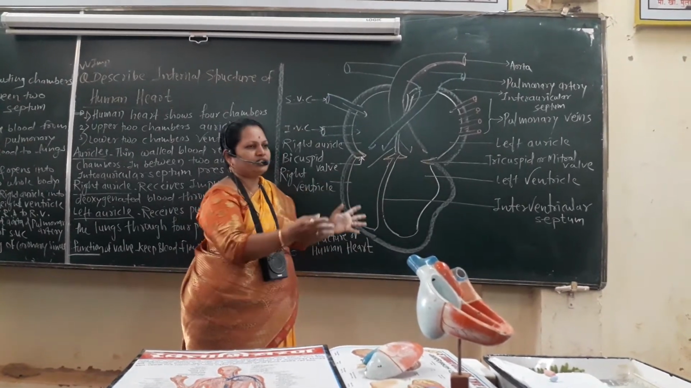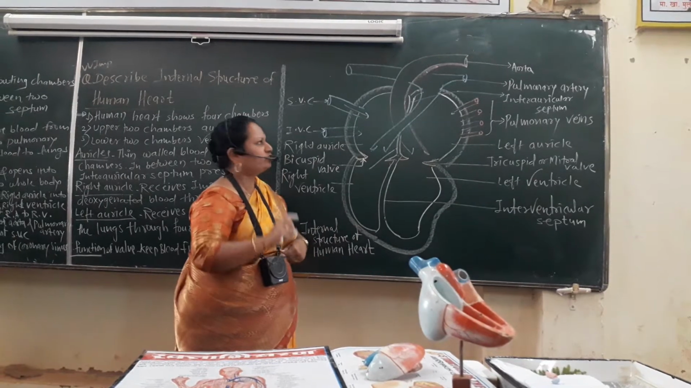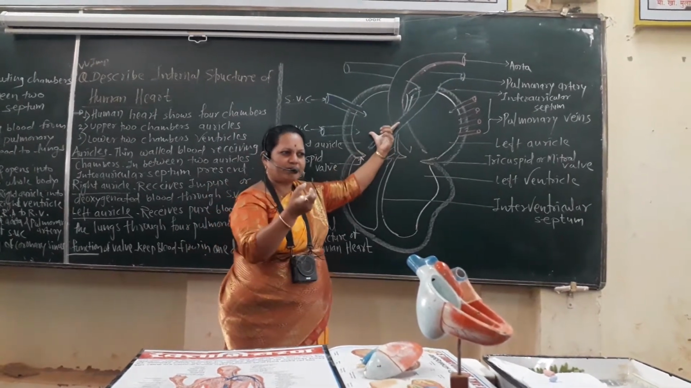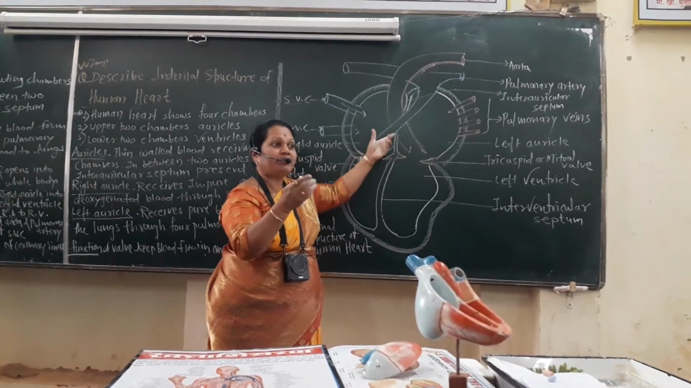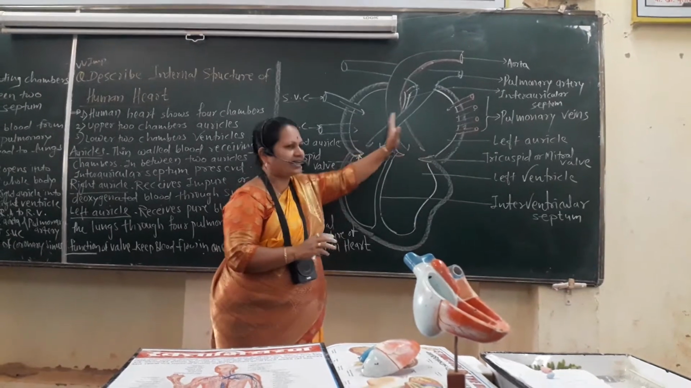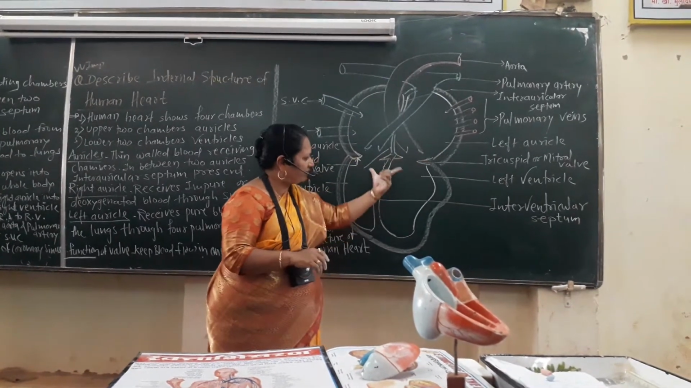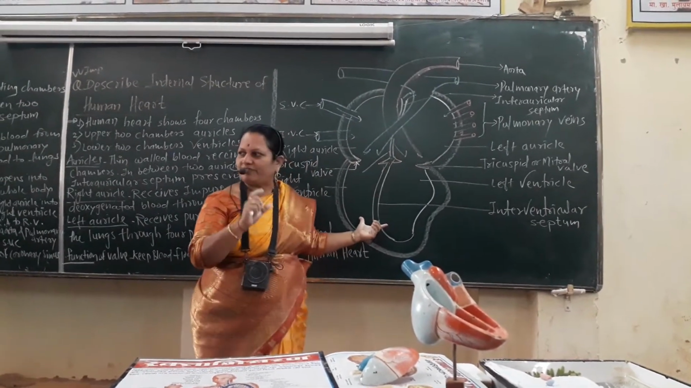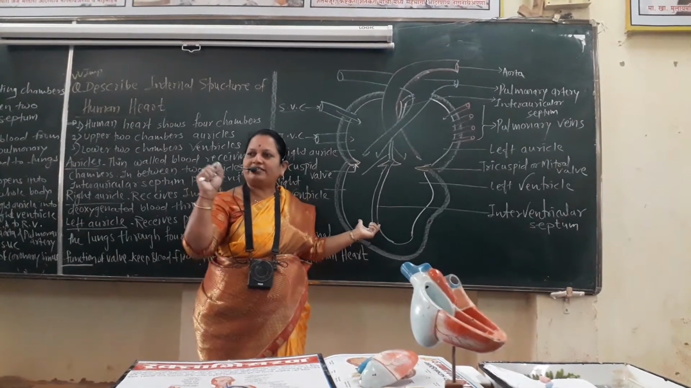Ventricles are distributing chambers. Opposite to that, auricles are receiving chambers because they receive all the blood from the body, impure blood and pure blood. While ventricles are propelling chambers. Why are these ventricles called propelling or distributing chambers?